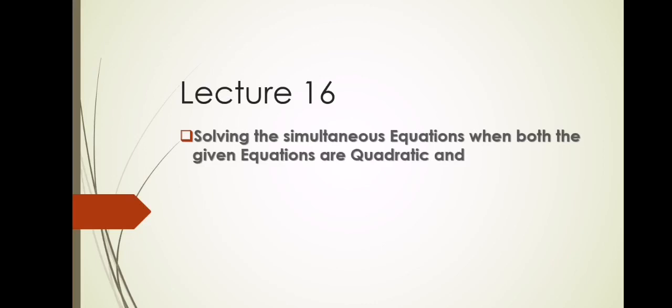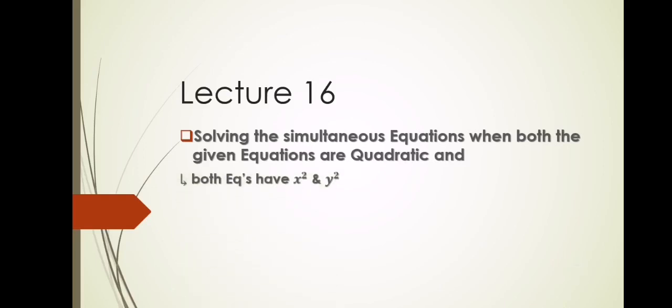In the last lecture, we discussed the solution of a system of simultaneous equations when, for the first condition, we were given two equations out of which one was linear and the other one was quadratic, and then we did it for the second condition, that is when both the given equations which were making the system were quadratic. Now we will also solve the system of simultaneous equations when both the given equations are quadratic, but they will have different terms.